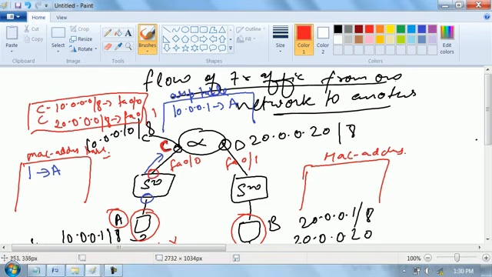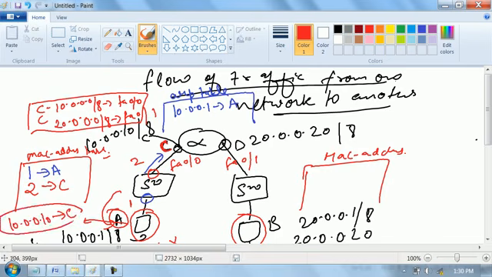Switch will make an entry that on port number 2 a device is connected whose MAC address is C. Reply will get back to the computer. Computer will make an entry that my default gateway is 10.0.0.10. Its MAC address is C. This is the ARP table.